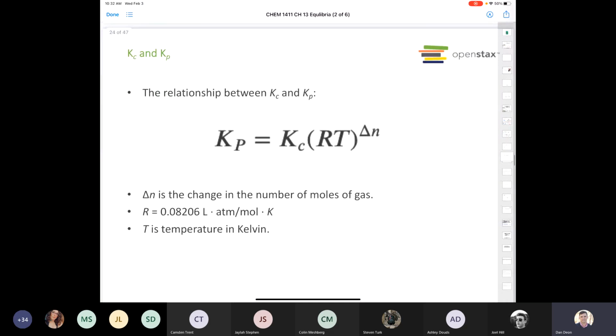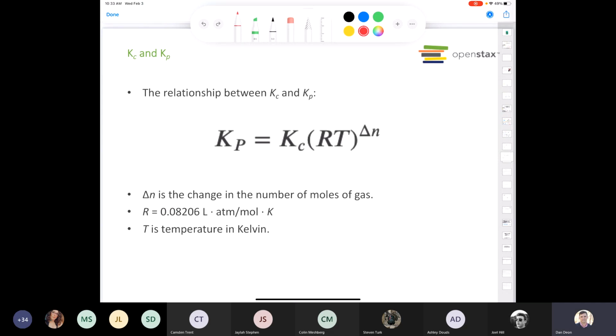Anyhow, so here's the relationship between Kc and Kp. This is a formula you're going to have to know. It's that Kp is equal to Kc multiplied by RT, where R is the gas constant, shown right here, 0.08206 liter atmospheres per mole Kelvin, to the power of delta n.